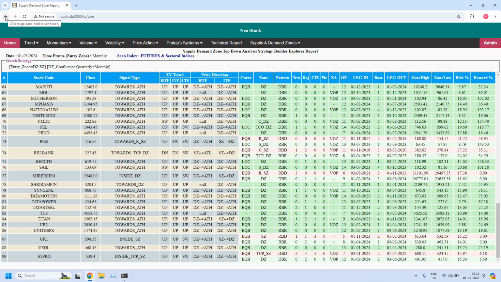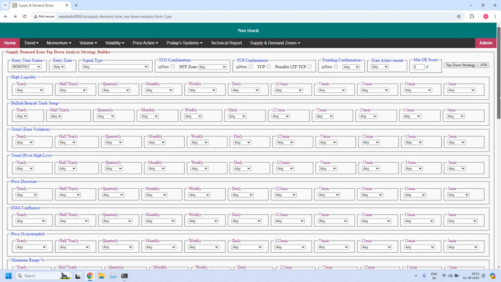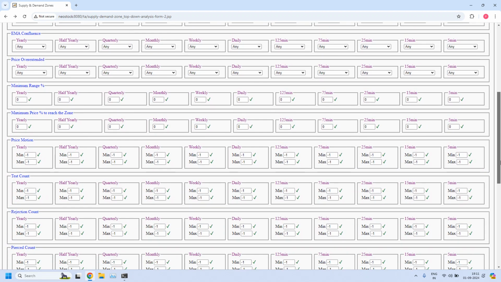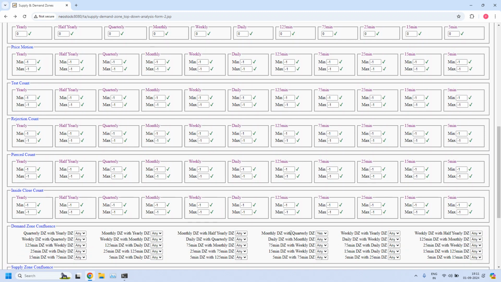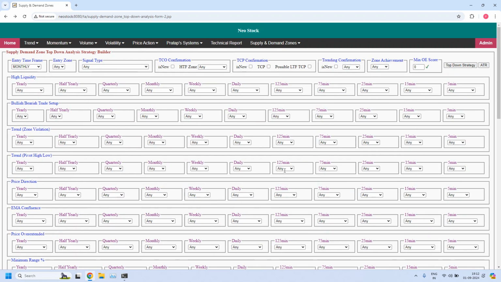Next, let me check even yearly zone confluence also. That is monthly, quarterly and yearly, all three together without any dependency on trend and also EMA confluence. They are just filtering. So monthly demand zone with quarterly demand zone is already enabled. Monthly demand zone with yearly demand zone I am enabling, and quarterly demand zone with yearly also I am enabling. Let us see this combination LTF, ITF, HTF confluence.